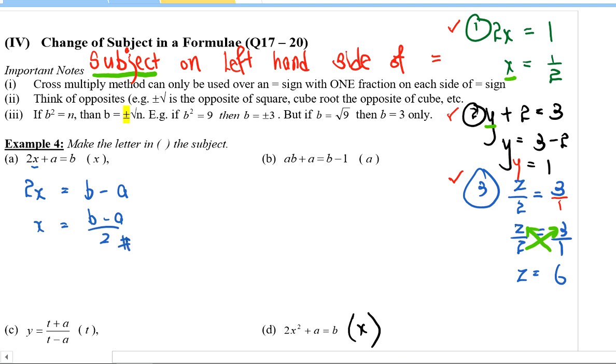Alright, take a look at B. a is my subject. It must be on the left side. Both a are on the left side, but I only want a singular a. I do not want two terms of a. Apply previously, a is a common term in both, so I will need to factorize. Alright, you can see that this is seen as a multiplied by b plus 1. Alright, according to rule number 1, what do I need to do? I will need to divide by b plus 1.